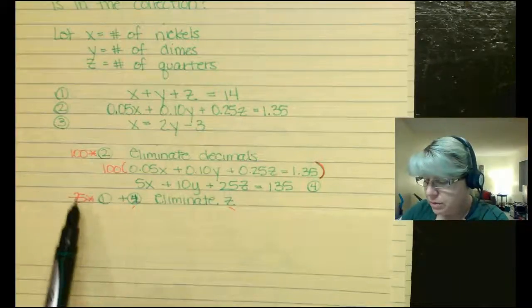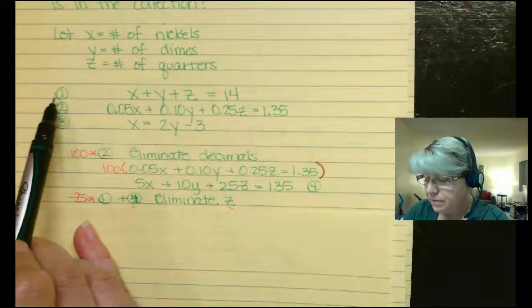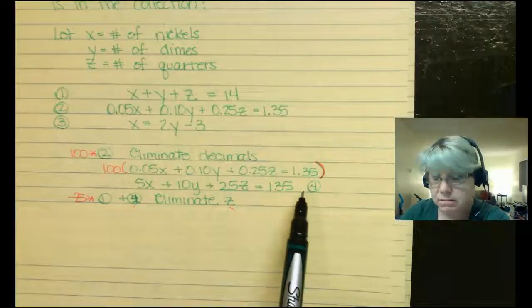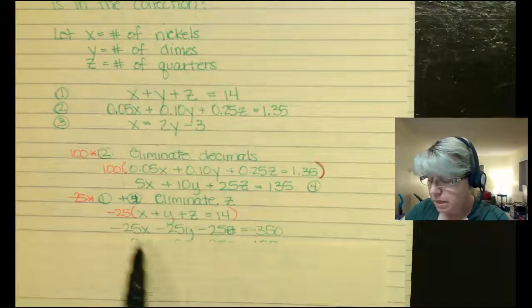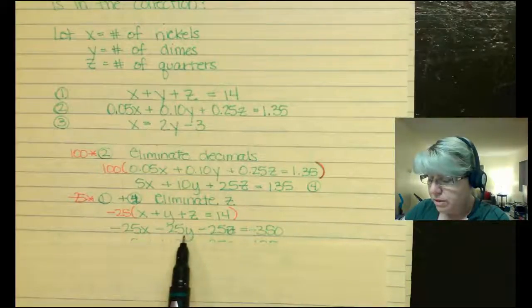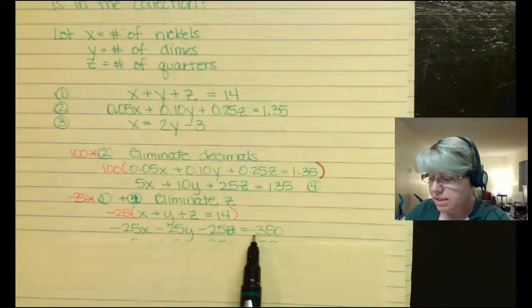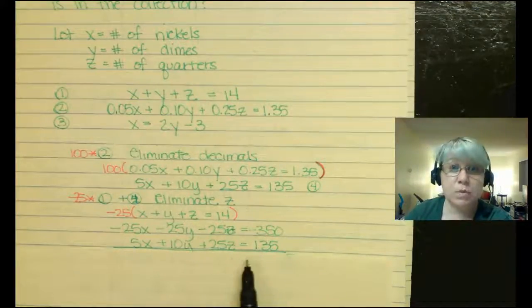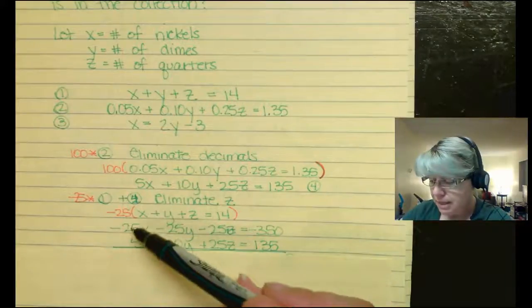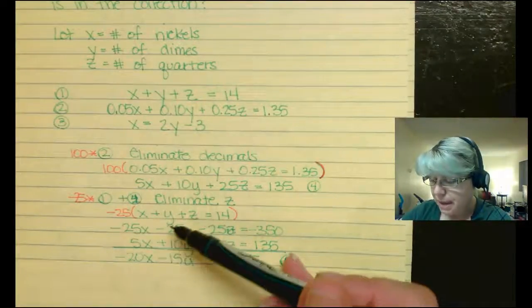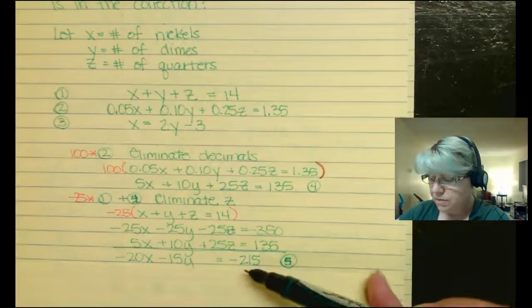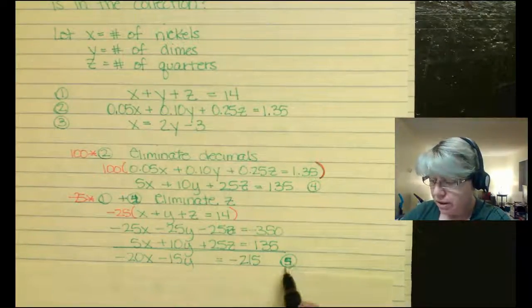Okay, so now let's use the first equation multiplied by negative 25, and we'll add it to the fourth equation that we created to eliminate the z. Right, that will give me negative 25x minus 25y minus 25z equals negative 350. Add that to our fourth equation, 5x plus 10y plus 25z equals 135. Add those together. I'm going to get negative 20x minus 15y, no z's, those canceled out, equals negative 215. Okay. I'm going to call that 5.